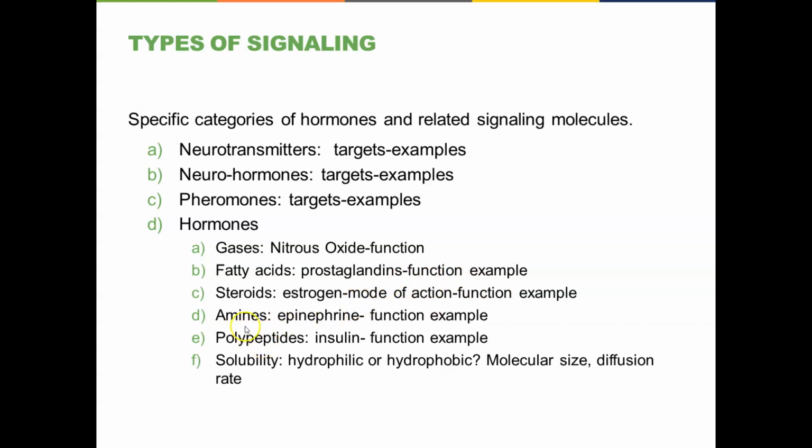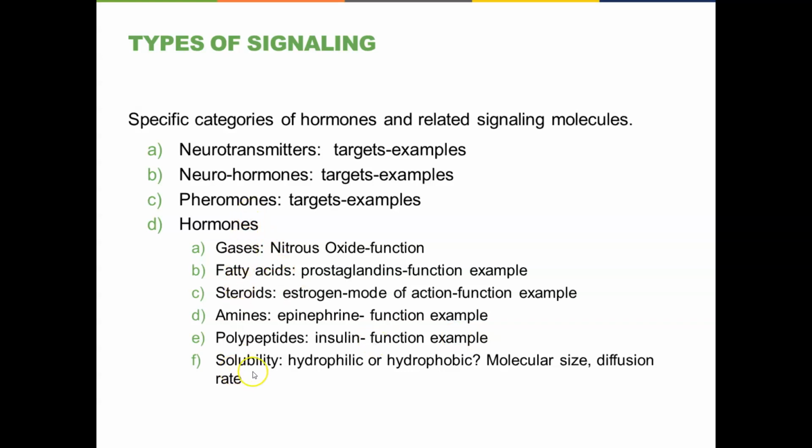Amines, polypeptides. These are single amino acids or short strands of amino acids. Epinephrine is an example right here, a stimulatory hormone of the fight or flight system. Epinephrine has a number of different functions. It is a short polypeptide chain. The longer ones, big polypeptides like insulin right here, regulate blood sugar levels, one half of the regulatory system for that.